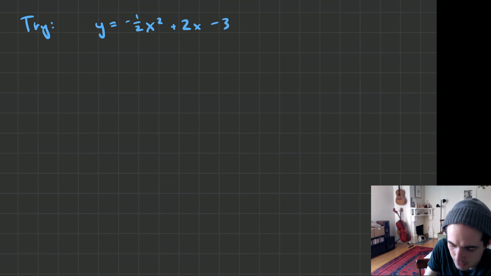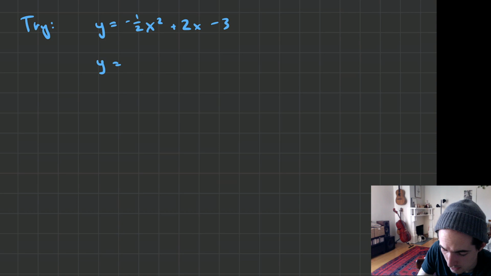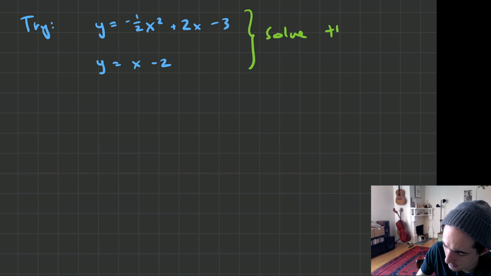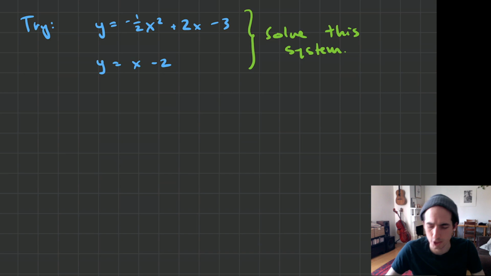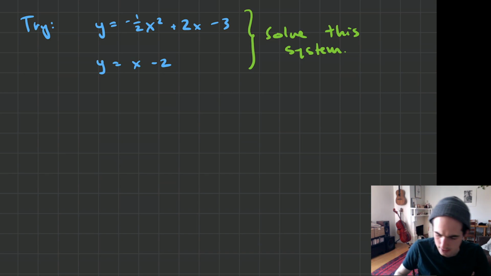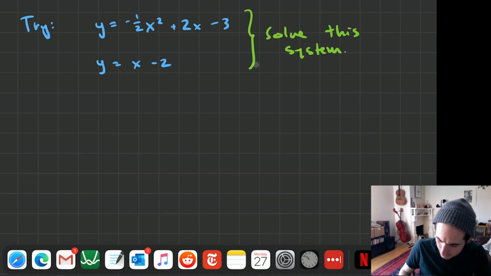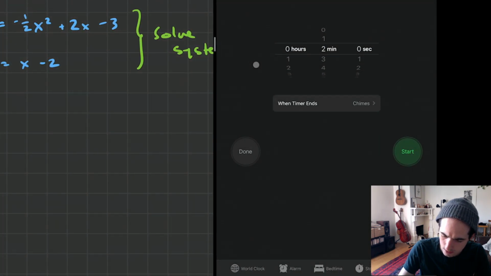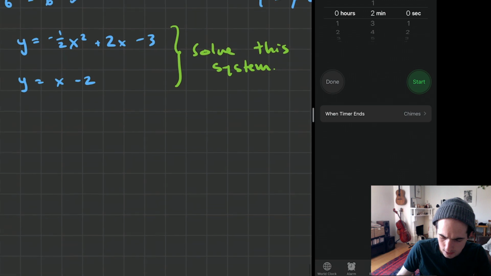Okay, so I've got y equals -1/2 x squared plus 2x minus 3. That's one of the equations. And y equals x minus 2. And I would like us to solve this system. So I'm going to get you to solve this system of equations. I'm going to give you 8 minutes. It's okay, if you don't finish it in 8 minutes, it's really not the end of the world. But I want you to give it a shot.